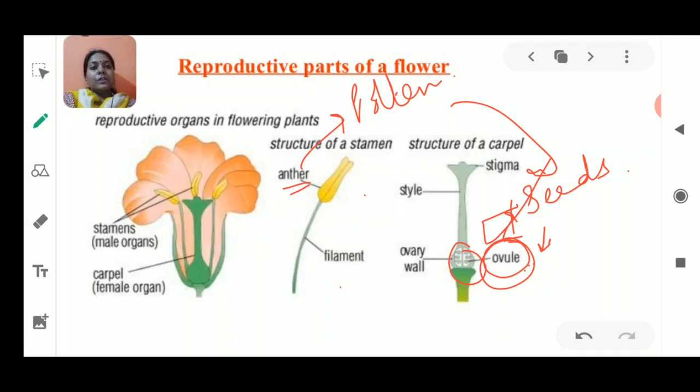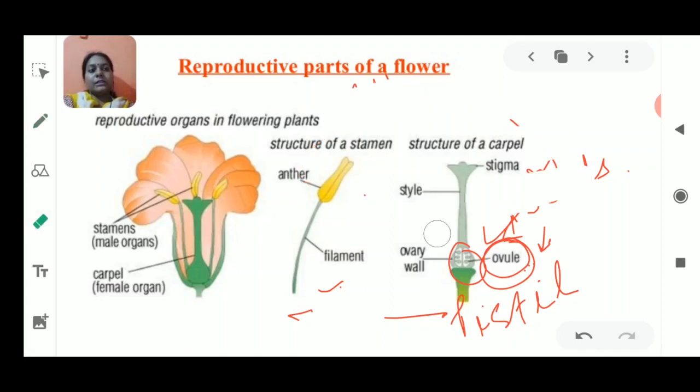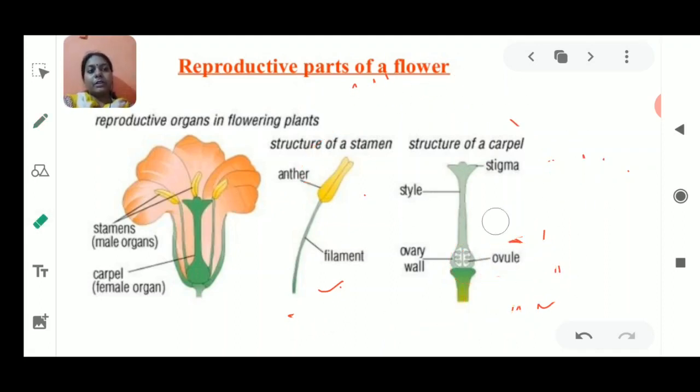Fine. So the two organs, the stamen and the pistil, if both of them are present in one single flower, it is known as the complete flower, or the bisexual flower. Now we talked about the unisexual and bisexual flower. A bisexual flower means the flower which consists of both the parts. As you could see here in the diagram, this is a bisexual flower.